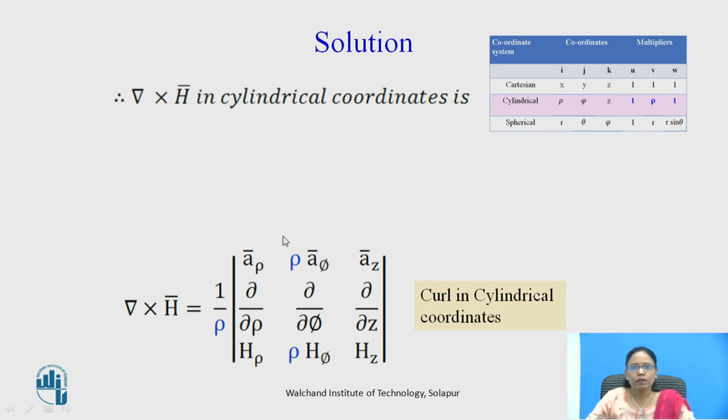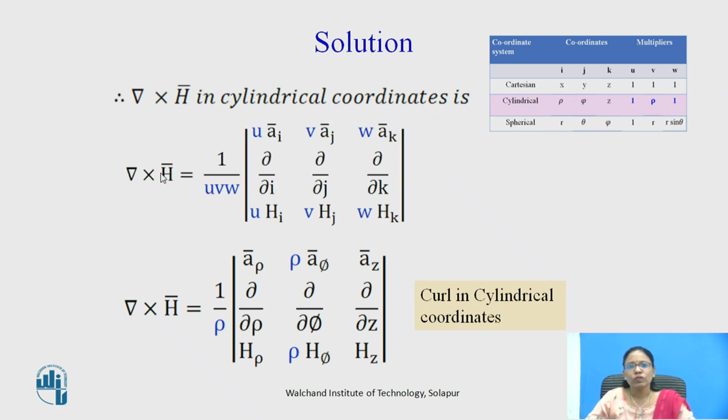So let us write this curl h bar in cylindrical coordinate system with these multipliers. This is the generalized equation. In this equation, I can put UVW, that is 1, rho, 1. After multiplication, it will result in rho. So it is 1 upon rho. U a_i, V a_j, W a_k will be a_rho bar, rho a_phi bar and a_z bar. Dou by dou i will be dou by dou rho, and accordingly dou by dou phi and dou by dou z. So these coordinates have been put as IJK. U h_i, V h_j, W h_k will be h_rho, rho h_phi and h_z. So this is what is called curl in cylindrical coordinate system.